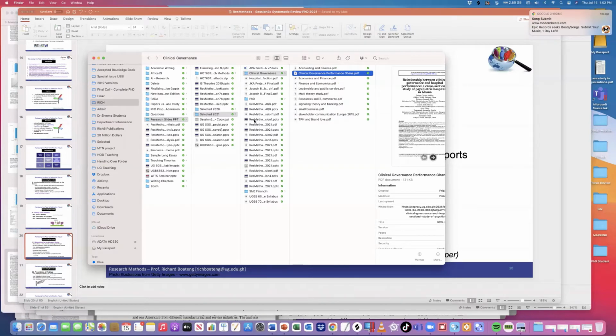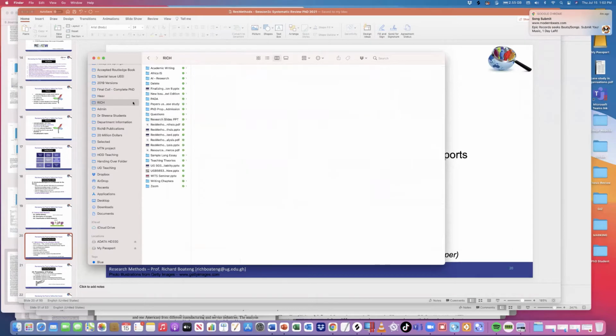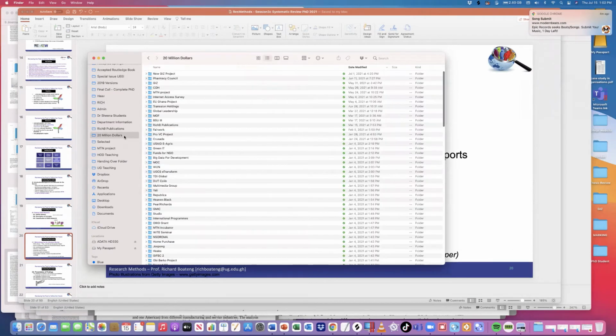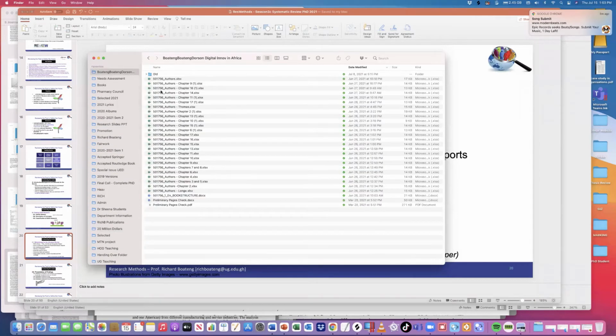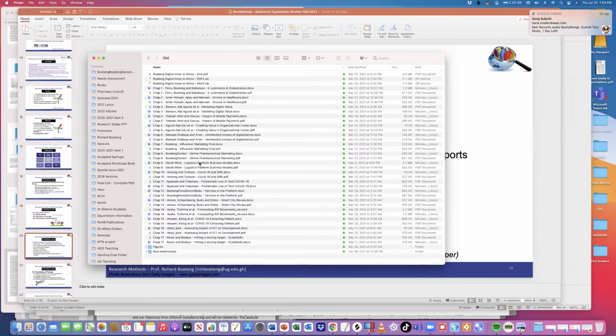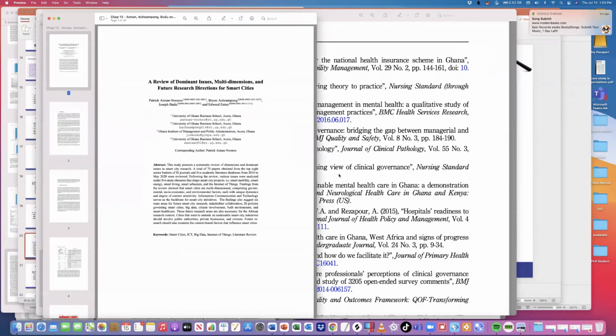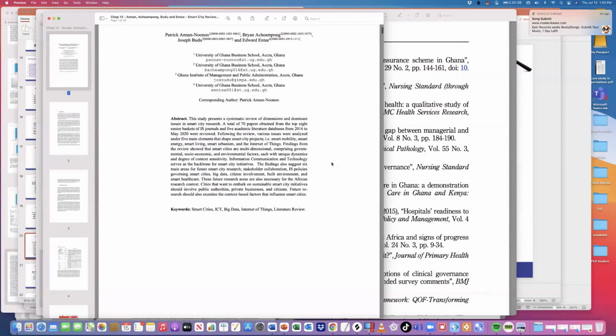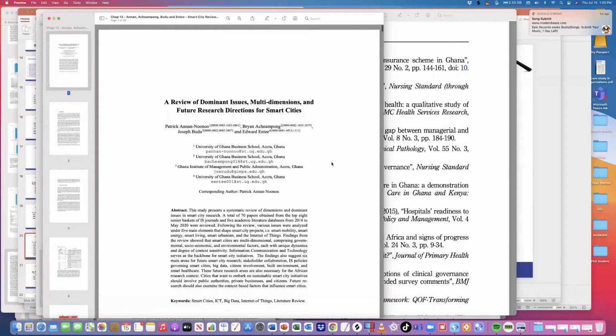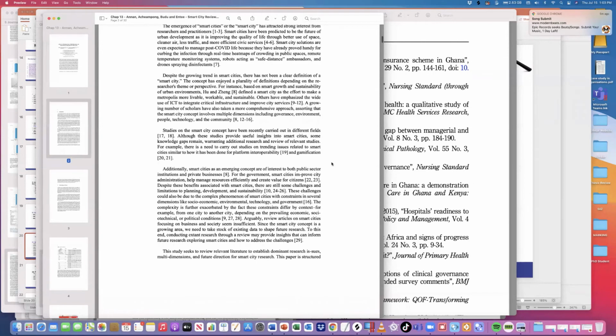So recently one of my students worked on a paper that's coming up. Let me open the paper itself. Okay, so this is it. This is the paper, a review of dominant issues, multi-dimensions, and future research direction in smart cities. Okay, so this is the introduction.